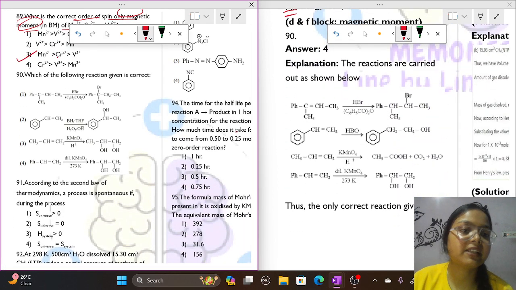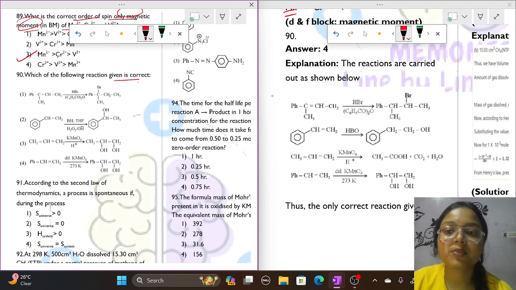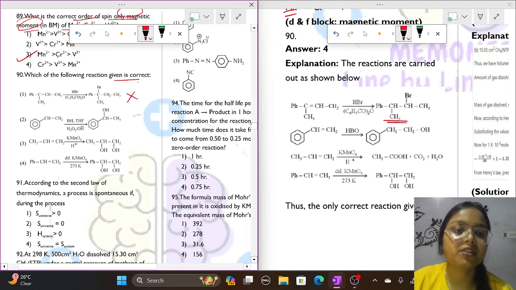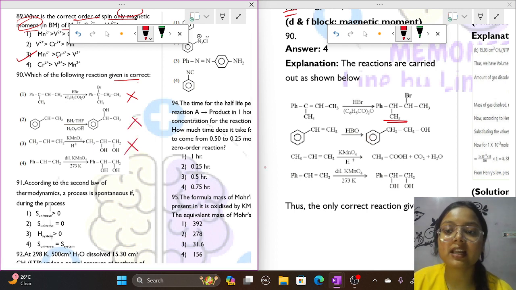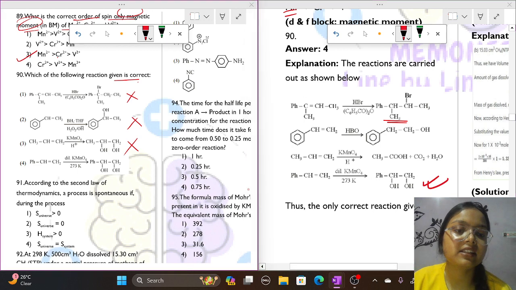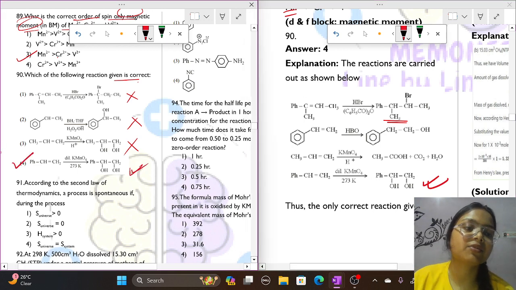Next is question number 90. Which of the following given reactions is correct? So we can see here, the product of the first one is this, which is incorrect. The product of the second one is this, which is also incorrect. The third one is also incorrect, and the fourth one is the correct reaction. Option number 4 is the correct option.